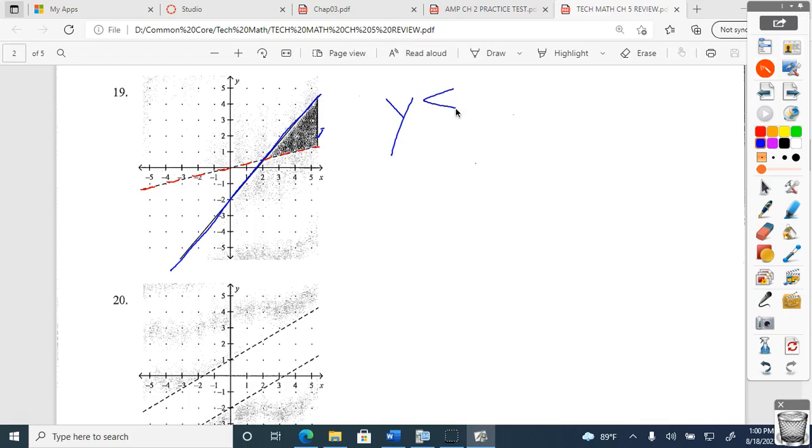Yes, because this line was solid. So it is also equal to. And then from there, you're just finding your m and your b, or your slope and your y-intercept. Okay? So what is my b right here? Where is it crossing the x-axis, or the y-axis? -2.